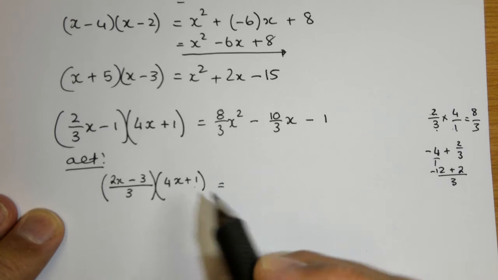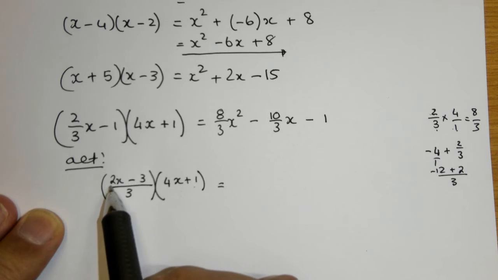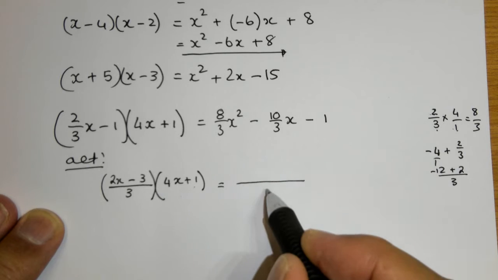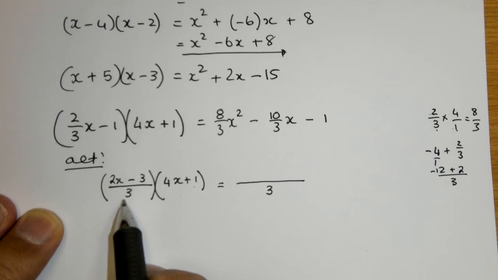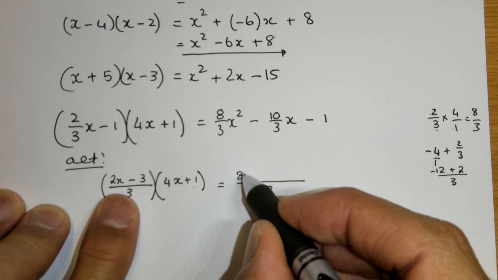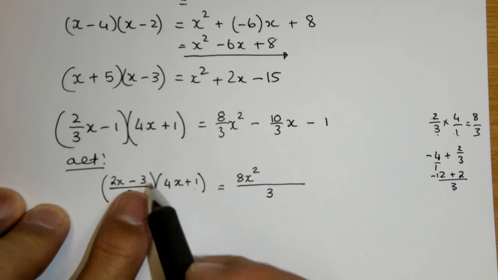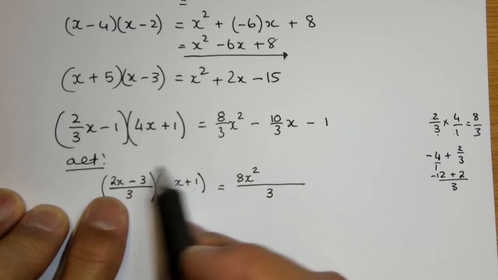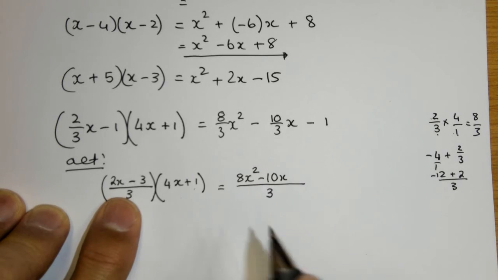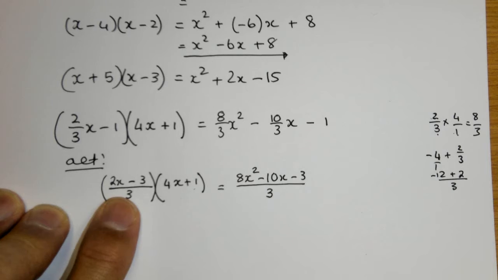Okay, so what happens here? I multiply the top with the top, the bottom with the bottom. So everything is going to be over 3 on the other side. 3 times 1 is 3. So 2x times 4x is 8x squared. Then I get minus 12 plus 2 is minus 10x, and minus 3 times 1 is minus 3.